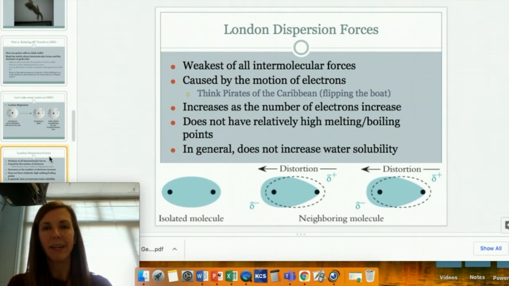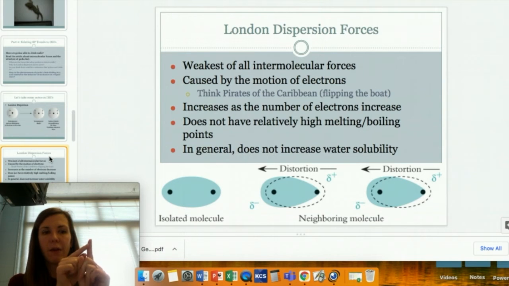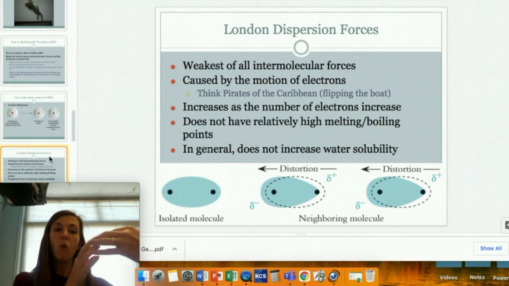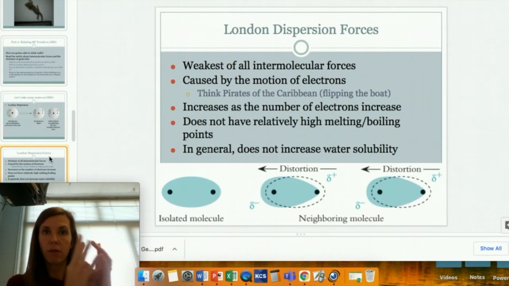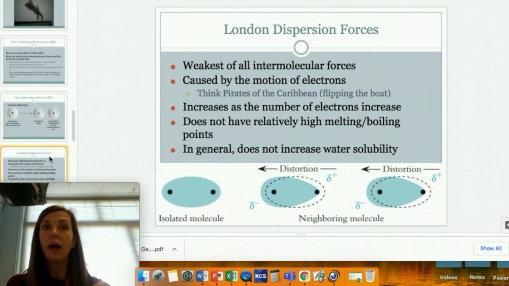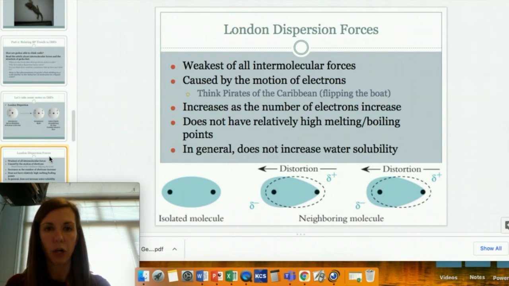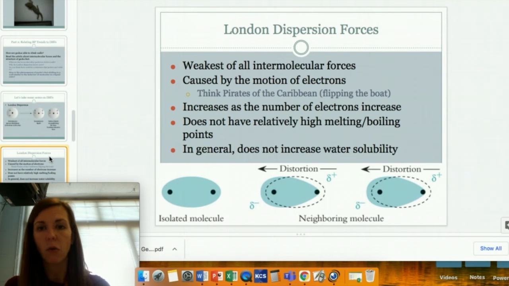Think of the Pirates of the Caribbean. Remember in, I don't know which one, Pirates of the Caribbean 4, Jack Sparrow had to flip the boat over and they ran back and forth. So think about the more people he had running back and forth across the ship, they got the ship to flip over. The more electrons you have orbiting around the nucleus, the more pull you're going to have as that random motion occurs. So London dispersion forces increase as the number of electrons increase. This does not make them have relatively high melting or boiling points because it is a weak intermolecular force. And in general, this does not increase water solubility.